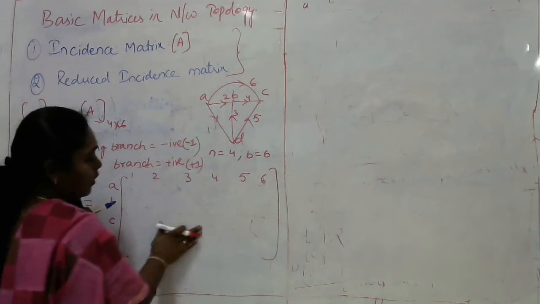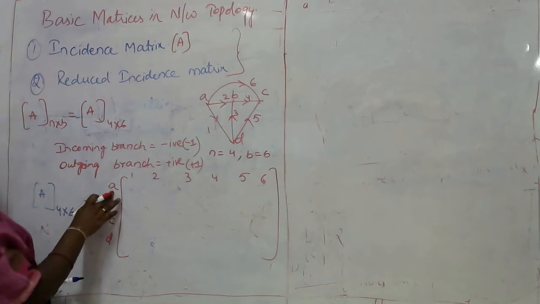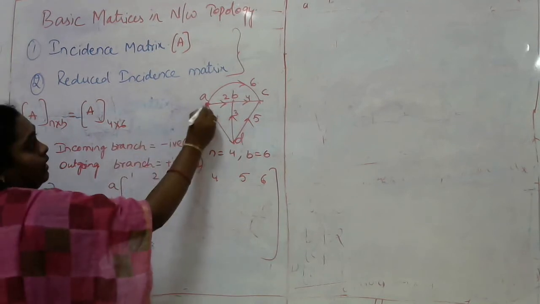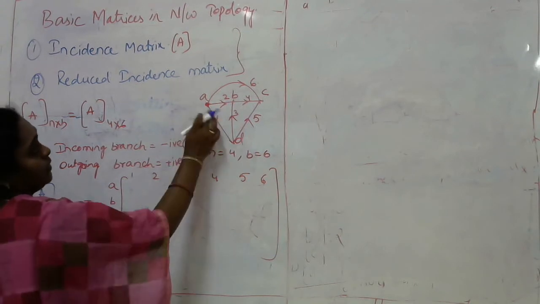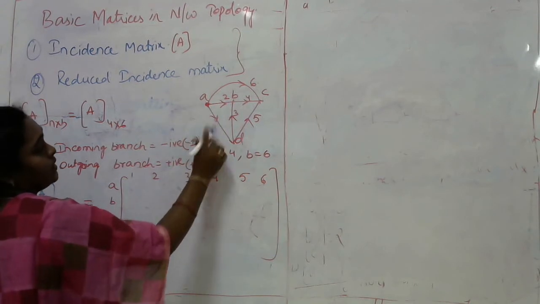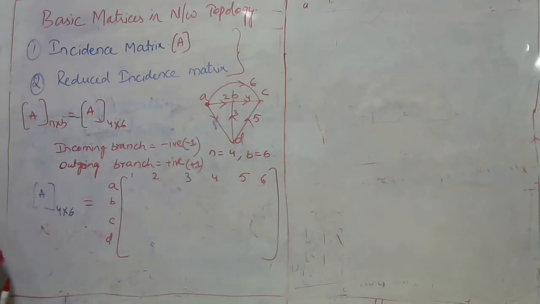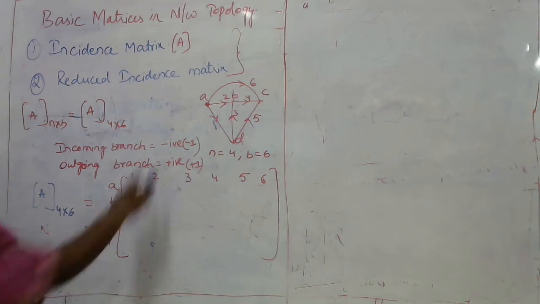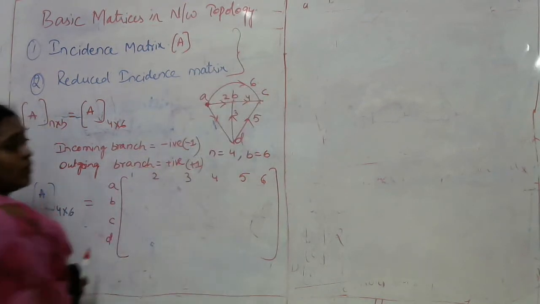So here, among all these cases, let me start with node A. At node A, it is connected with 3 branches: 1, 2, and 6. Branch 1 is outgoing, 2 is outgoing, and 6 is also outgoing.